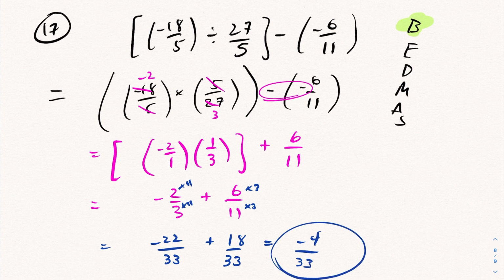And that is in lowest terms. You should always check to make sure it is in lowest terms. 33 is just 3 times 11, and 4 is just 2 times 2, so there's no reduction that's going to happen with this question.